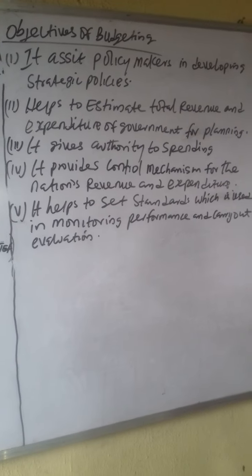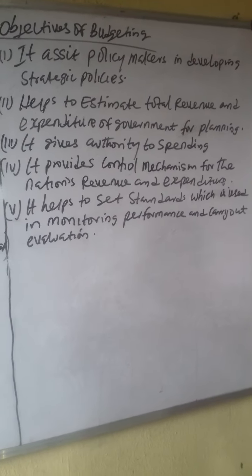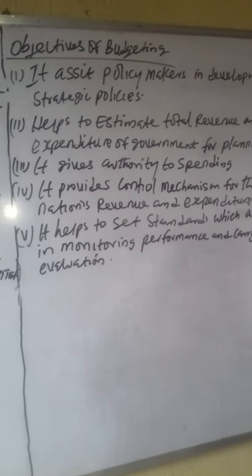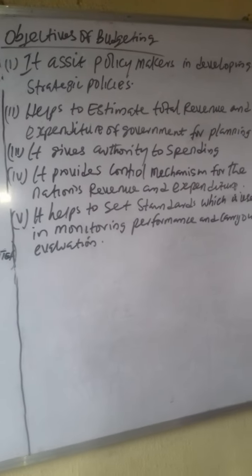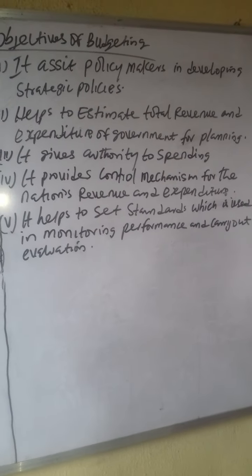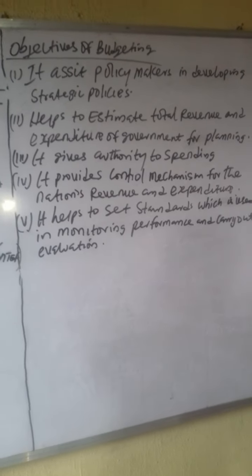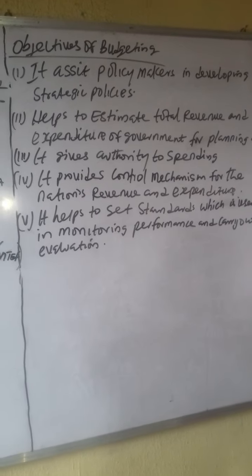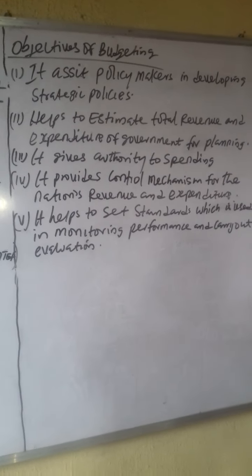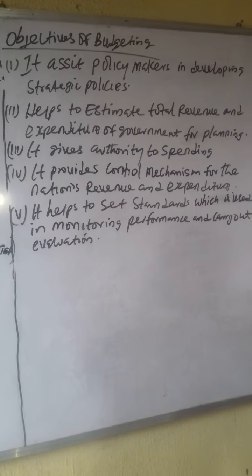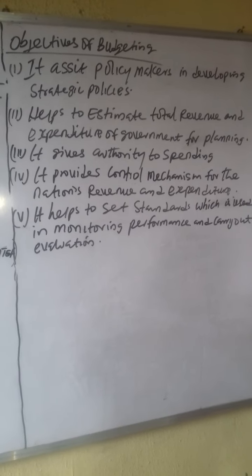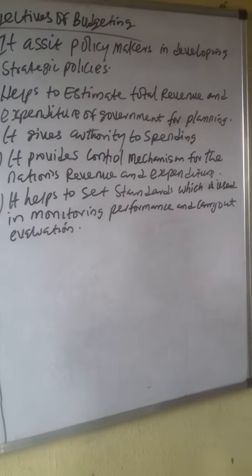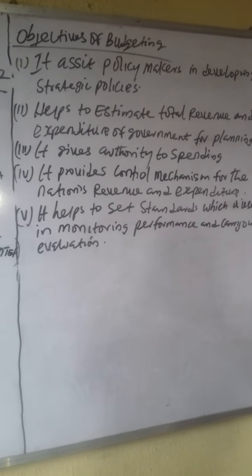Next objective is it provides control mechanism for the nation's revenue and expenditure. Good budgeting helps to set standards, which is used in monitoring performance and carrying out evaluation. For example, when we do government budgets in a year, we also have to prepare the financial statement to compare at the end of the period with the budget where there is variation, where the amount budgeted for salaries is beyond the amount actually spent. That is one of the reasons for a good budgeting system. Are we together?